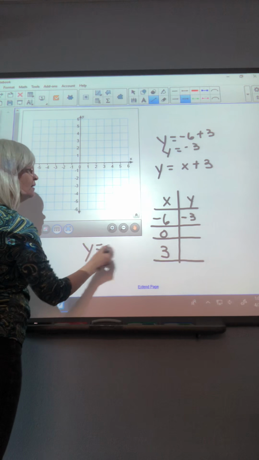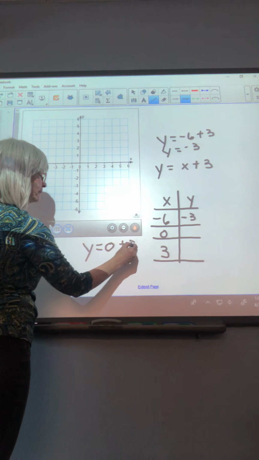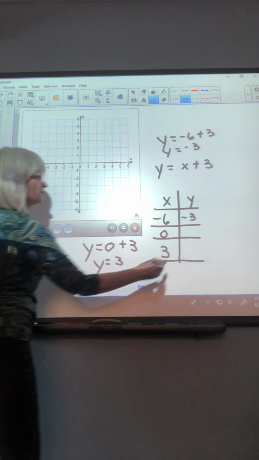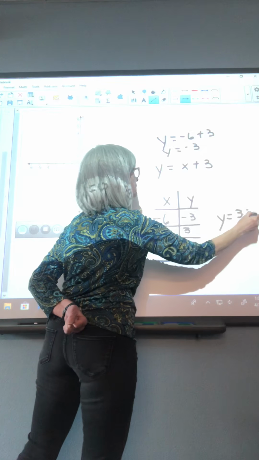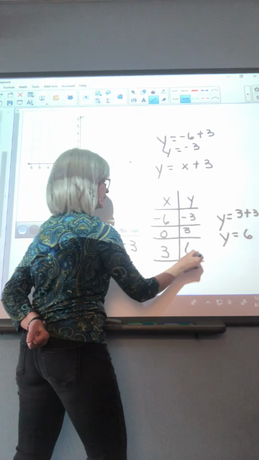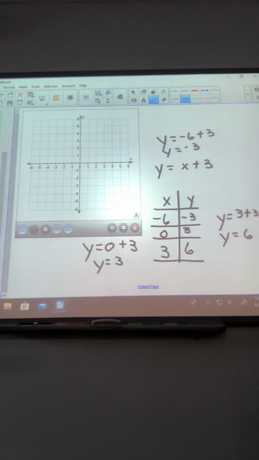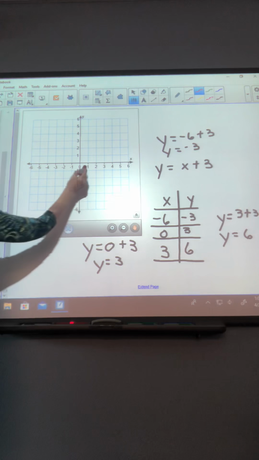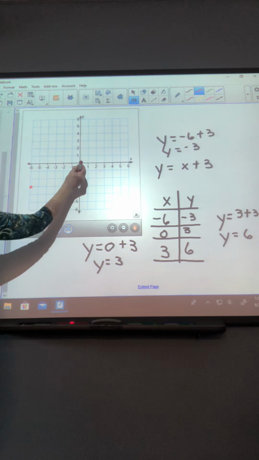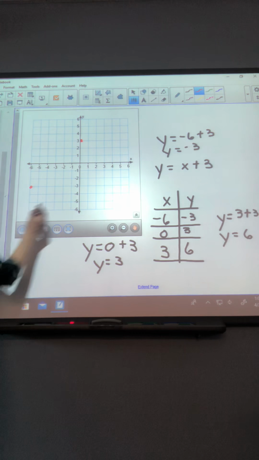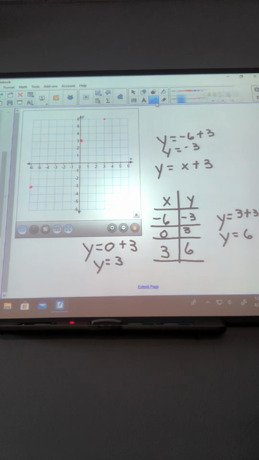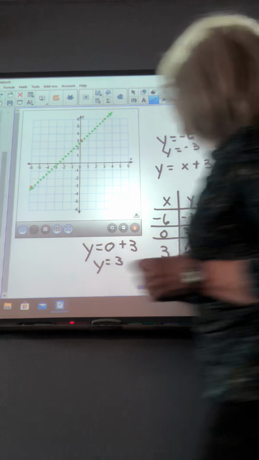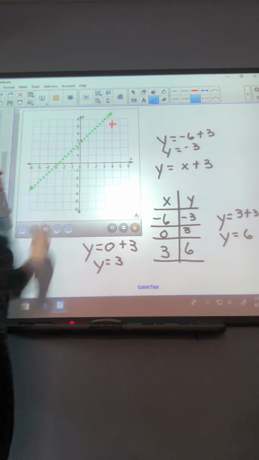I'll write that equation again, only I'll substitute the x for the 0. Y then is equal to a positive 3. And then the last one, we'll substitute the 3. Y is equal to 3 plus 3. So y is equal to 6. Okay, and so we'll go ahead and use our graph. We have negative 6, negative 3, 0, 3, and 3, 6. We can connect those points. And you can see, again, from our left point, it's going up, so it's a positive slope.